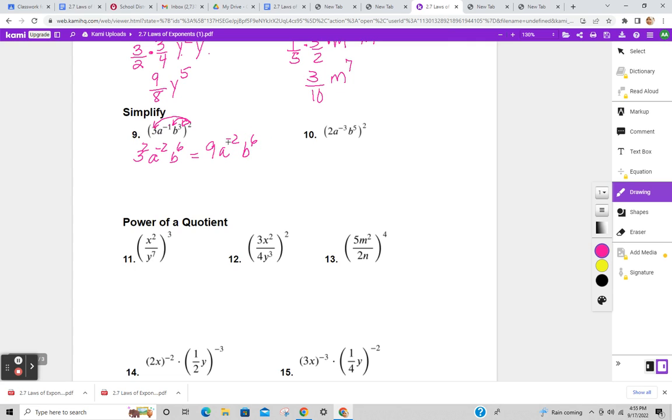But we have a negative power. Remember the definition of a negative exponent. In this case, a to the -2nd power will convert to 1 over a squared, which means it will end up in the denominator. So our final answer will look like this: 9 times b to the 6th, divided by a squared.